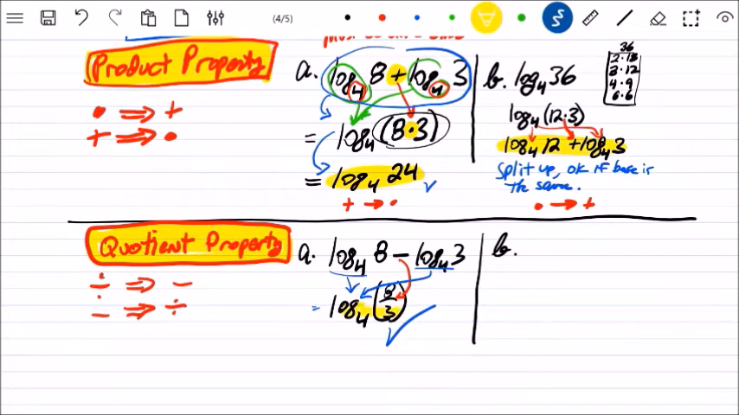So those are the results of doing these. And over here for expanding, we're going to take log base 4 of 36. Again, we're going to expand by using the numbers of 36. That could be written as 18 over 2, or as 12 over 3, or as 9 over 4.